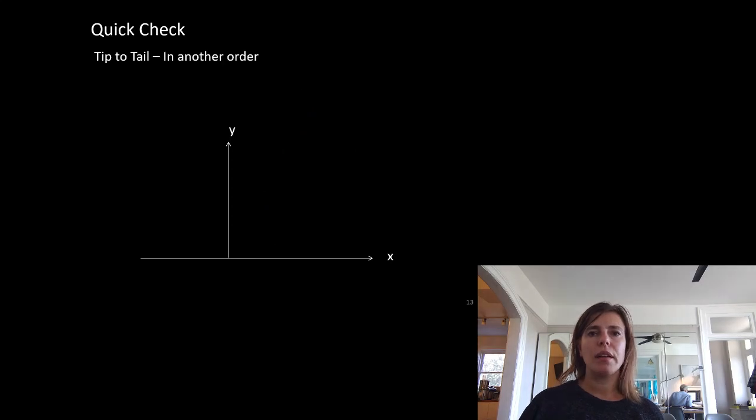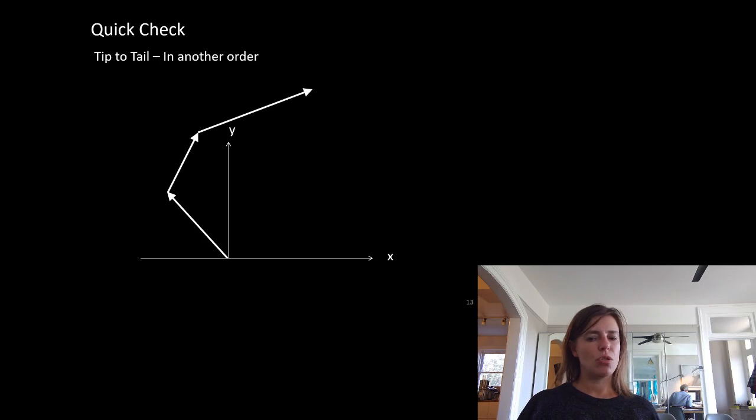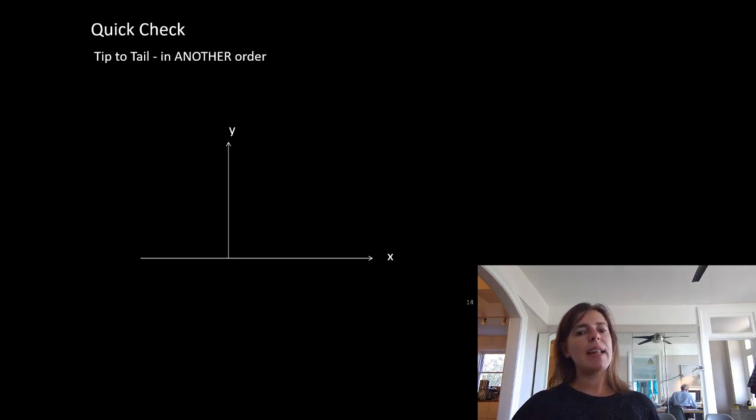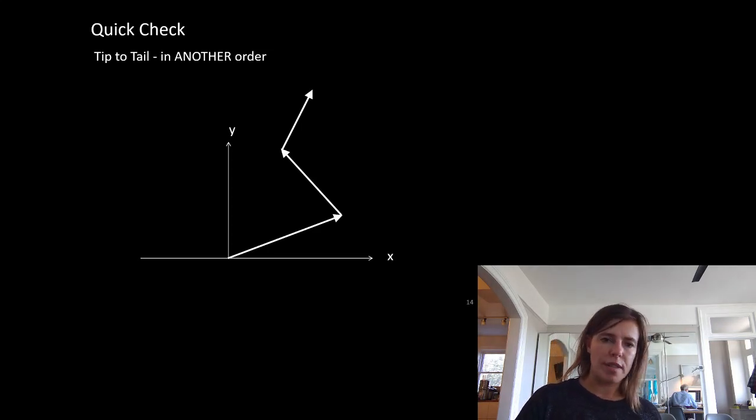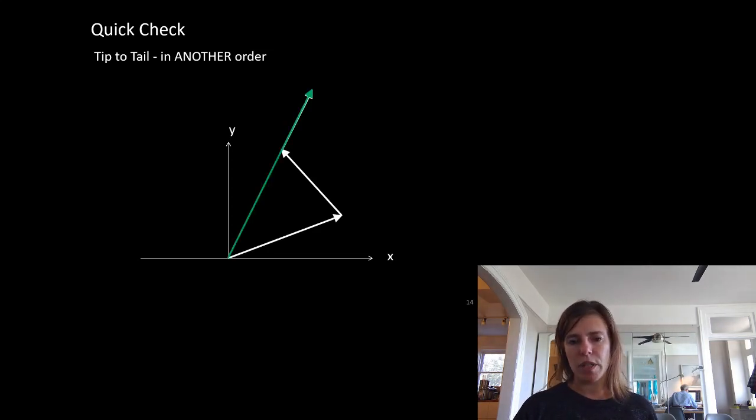Let's take a look. Let's draw them in a different order. It's the same three vectors, drawn in a different way, same resultant. Let's draw it in another way. Same three vectors, drawn tip to tail, same resultant. So it doesn't matter what order you draw them in. It's not going to make a difference. You're going to get that same value.